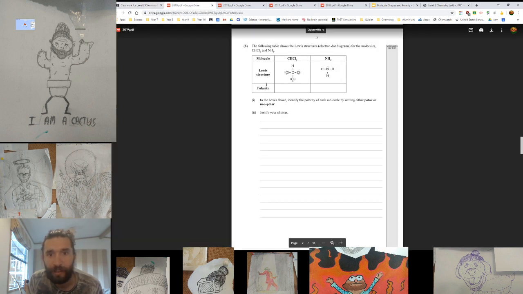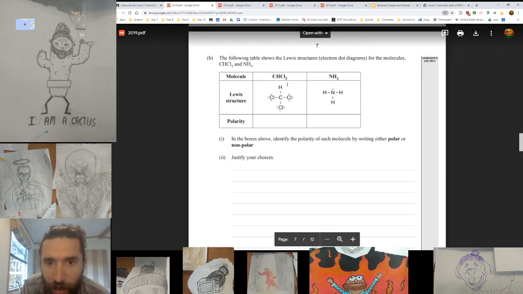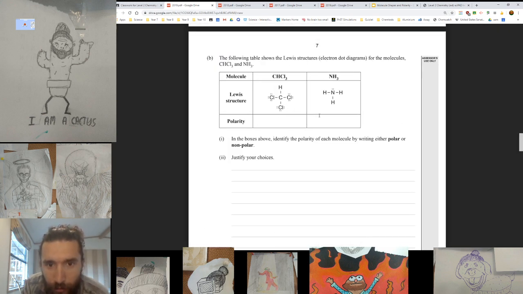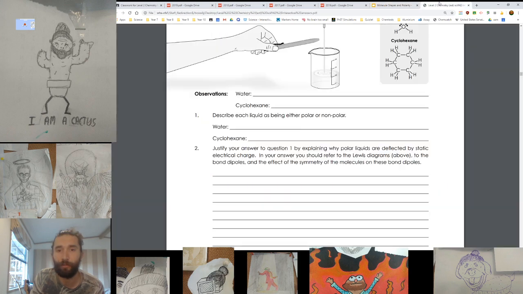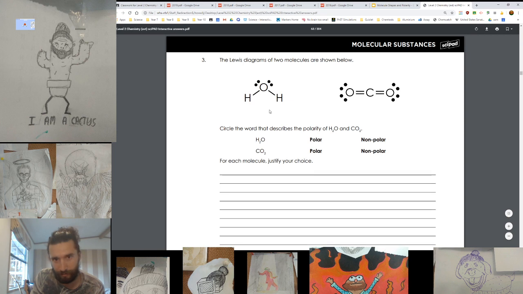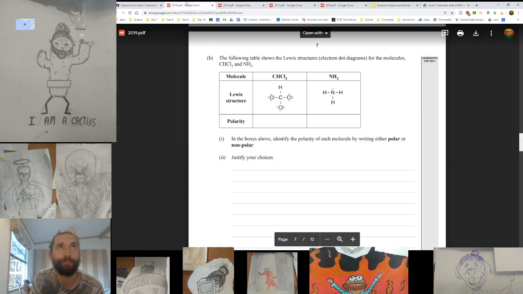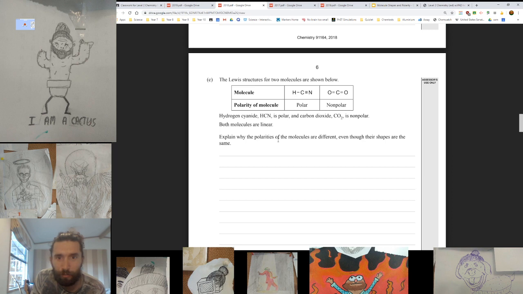For example, here is one from last year. They give you the Lewis diagram of two molecules. You have to decide if they're polar or non-polar, and then justify your choice. So basically you're just going to be writing an answer like one from here. It's the exact same question. In 2018, say if it's polar or non-polar, and explain why the polarities are different, even though their shapes are the same.